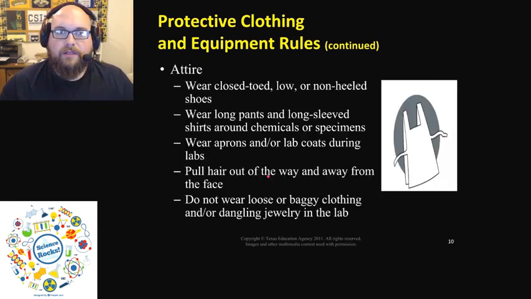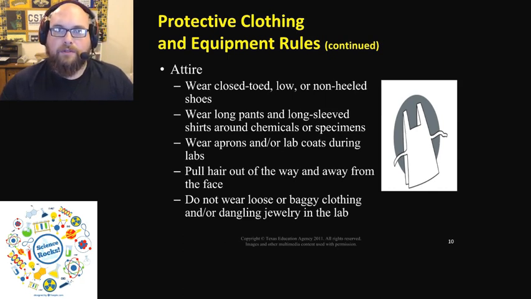Okay, lab aprons, your attire. You must wear closed-toed shoes, no heels on the shoes. This way you have a sure footing. We're going to wear long pants and long sleeves. This way, chemicals cannot splash onto the skin.